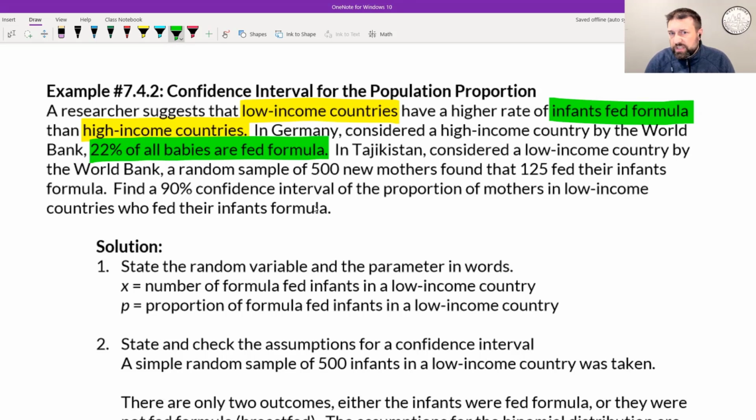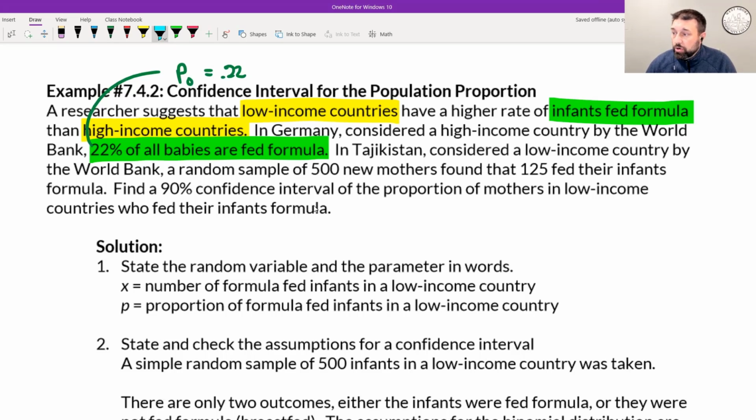So that's the established 22%, our original proportion of success. From here, you could say P sub 0 equals 0.22. That would be our original probability of success. And now we're going to compare that with data from a low income country.